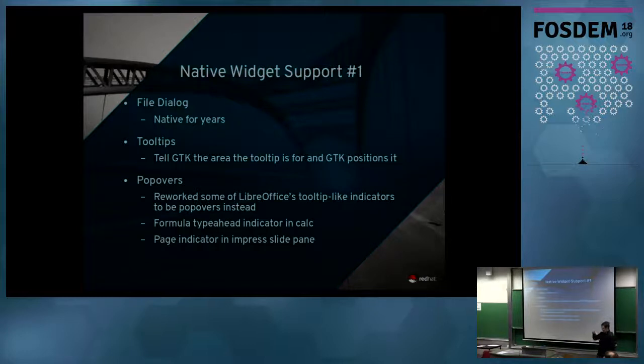And then also additionally, we're now using popovers for some of the things that used to be tooltips. They're a little bit different in GTK3, and they have a little indicator that points down to what the thing being pointed to is. They're pretty nice. We have them for formula type ahead in Calc and the page indicator in the Impress slide pane. The original motivation for making them native was that under Wayland it's very difficult to do your own tooltip style things. So just use the GTK ones and reuse them.